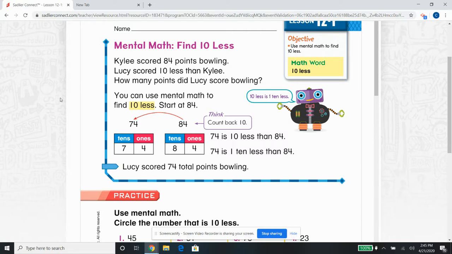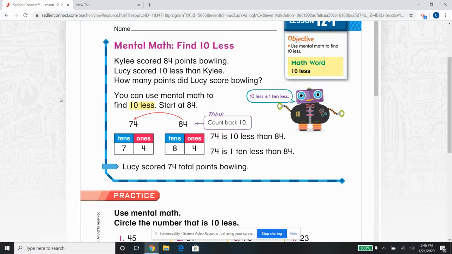So we have a word problem. Now, children know that whenever we have a word problem, we read it and then we go back and reread it. We typically look at a poster in my room that shows you how to solve math problems. So try to keep this in mind because they might be doing this as they go with word problems. So it says Kylie scored 84 points bowling. Lucy scored 10 less than Kylie. How many points did Lucy score bowling? So I always tell them go back and reread it, highlight information, underline anything you need to underline, make sure you're looking for the question, and so on and so forth.